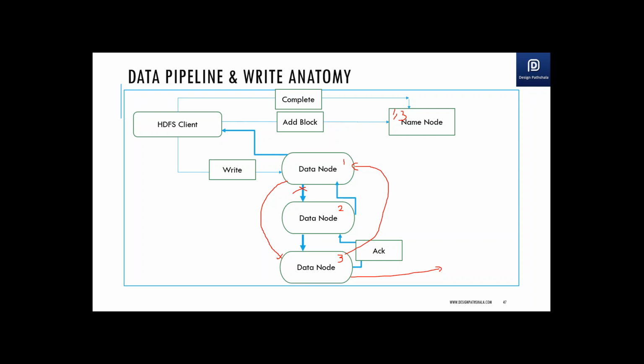Okay, one more small question. Initially I thought that only data node 1 sends it to 2, but if 2 itself fails, the chain is broken. How does it know to go to 3 as the next node? It's all because the name node returns 1 comma 2 comma 3 to the client. The client sends the write request to 1 along with 2 comma 3. Okay, got it.